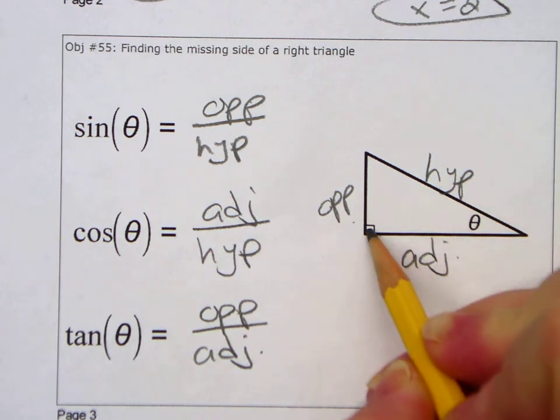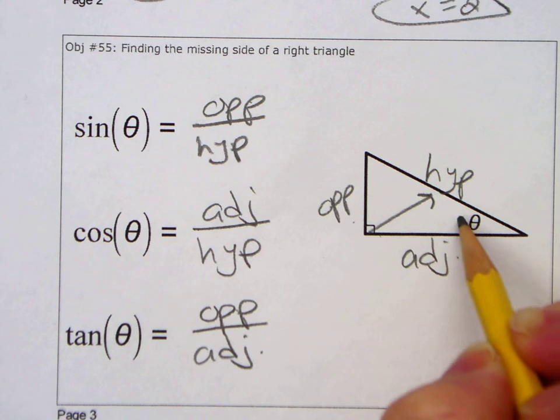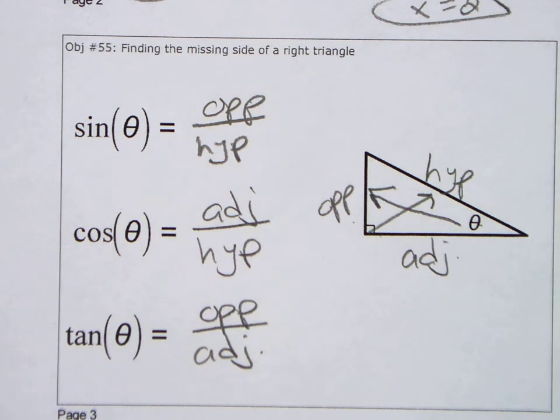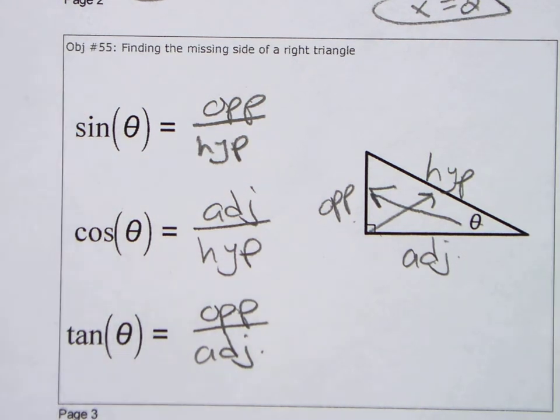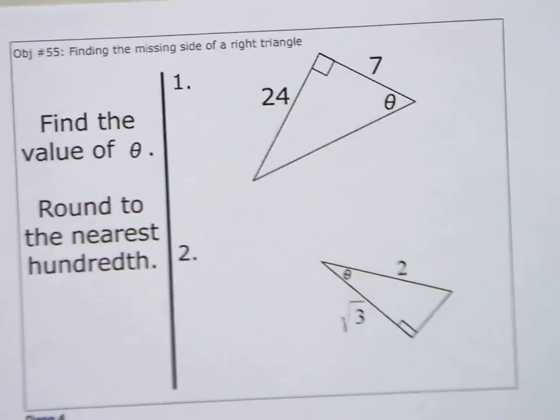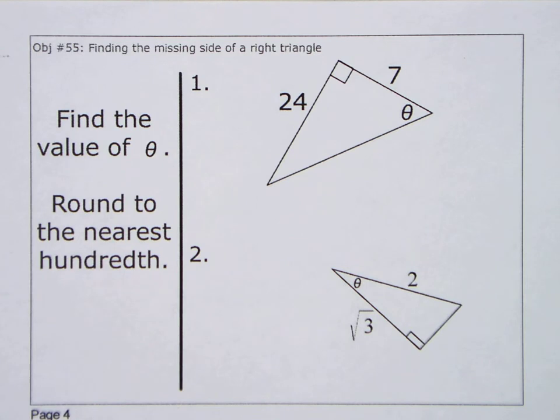The hypotenuse is across from your right angle. Opposite is across from your angle given. Adjacent is the leg that's next to your angle. These are really important. Let's do a quick review of yesterday. Yesterday we talked about finding the missing angle. Find the value of theta, round to the nearest hundredth.